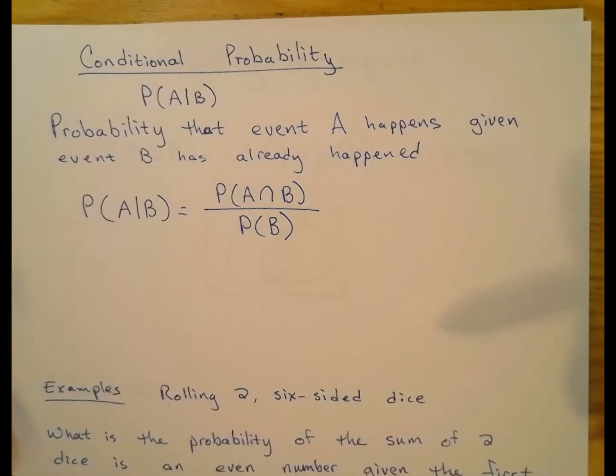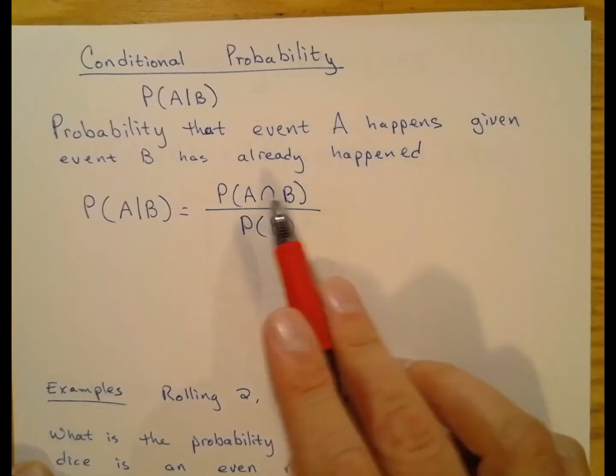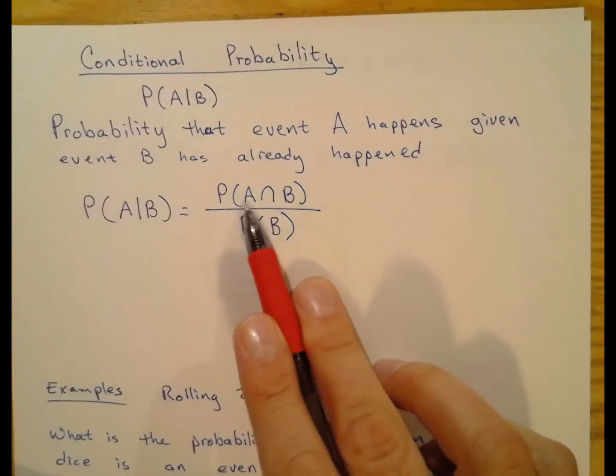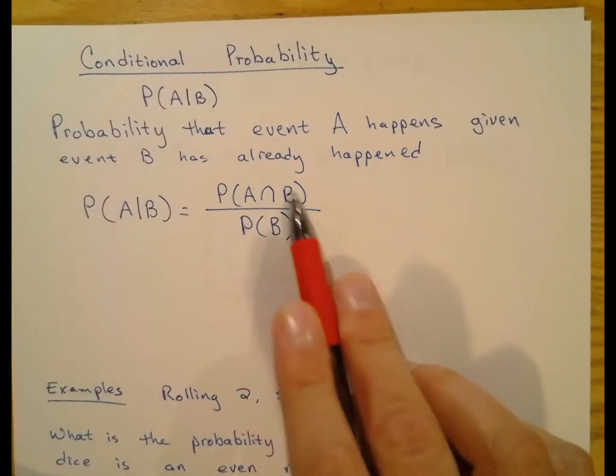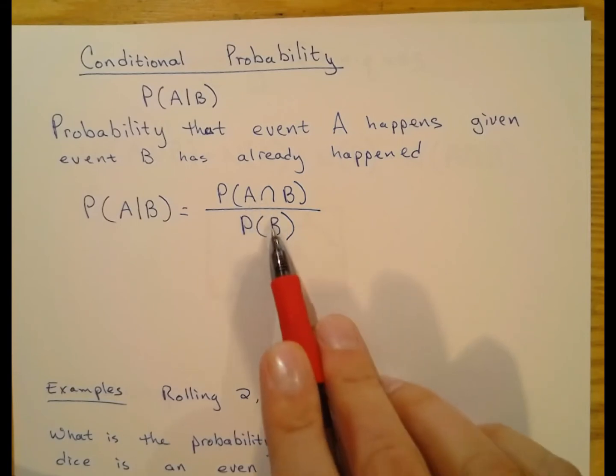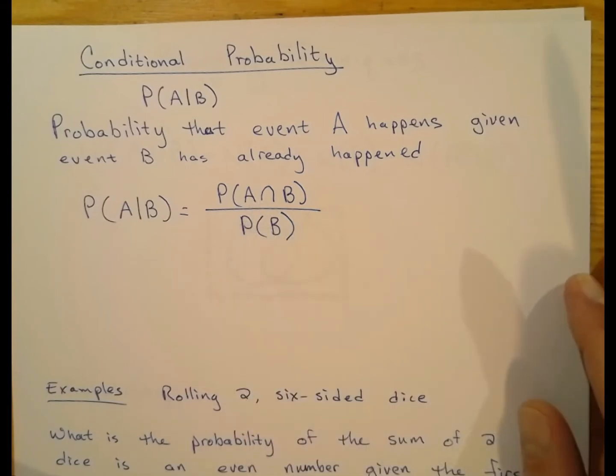The probability of event A happening given that event B has already happened is the probability of the intersection, so both of them happening at the same time, divided by the probability of B happening.